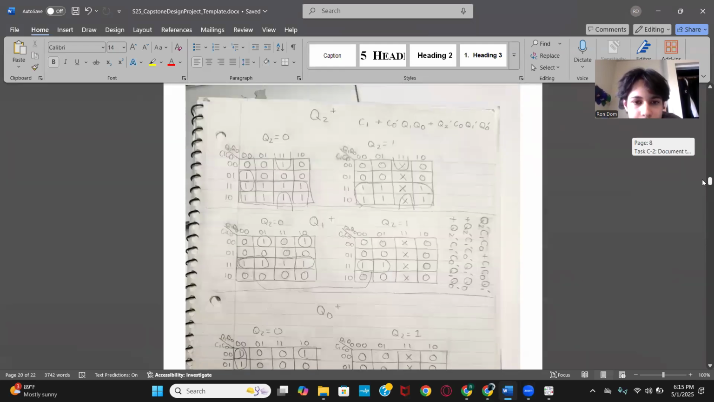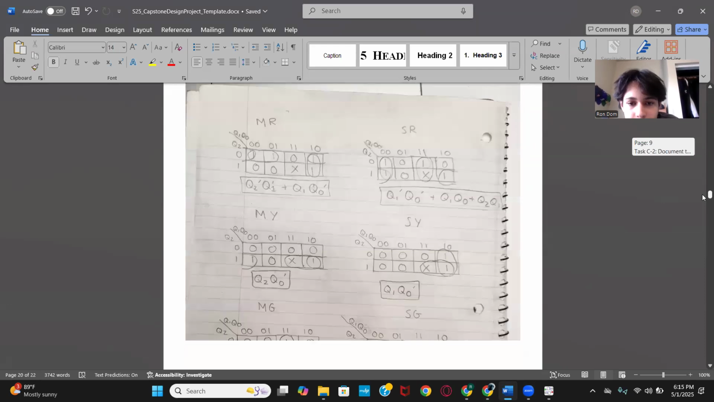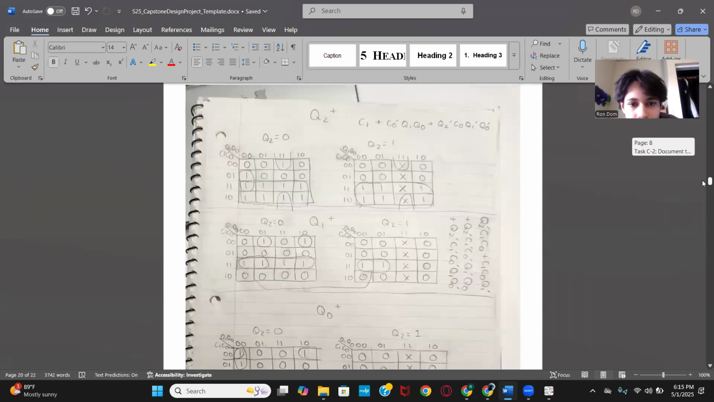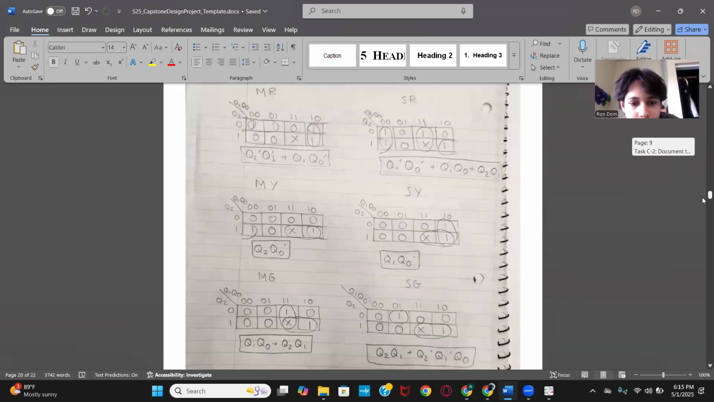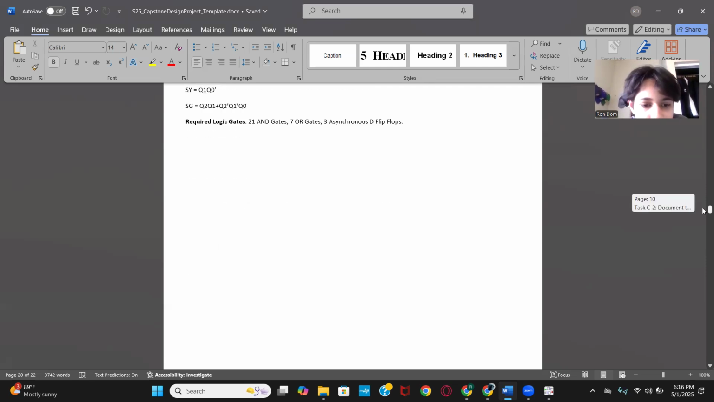My Karnaugh maps: obviously, I needed three 5-variable maps and then six 3-variable maps for each of the outputs, and then obviously each of the next state bits, which were the 5-variable maps. Here are my equations, and this is basically what I would use to implement this in Digital and actually build the circuit. The circuit required 21 AND gates, 7 OR gates, and 3 asynchronous D flip-flops for the next state bits.